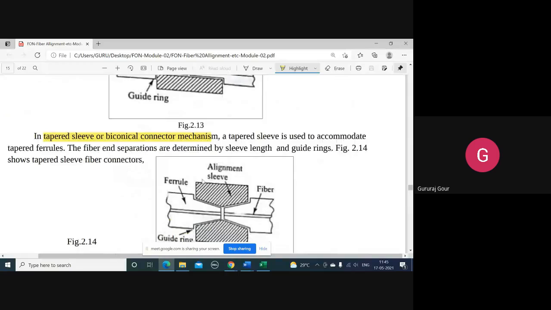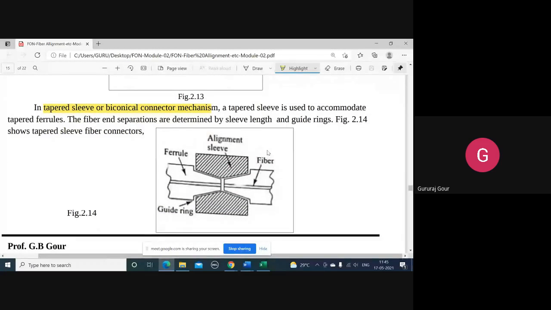Whereas in the tapered sleeve or biconical connector mechanism, the tapered sleeve is used to include tapered ferrules, as is clearly visible in the figure. So by using the guided rings, we are going to use the tapered ferrules here so that it can accommodate and form the joints here.